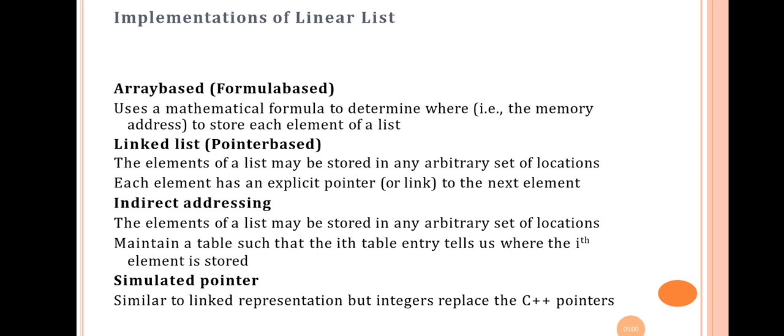And then next is indirect addressing. The elements of a list may be stored in any arbitrary set of locations. Maintain a table such that the table entry tells us where the element is stored. And next one is simulated pointer. It is similar to linked representation, but integers replace the C++ pointers.